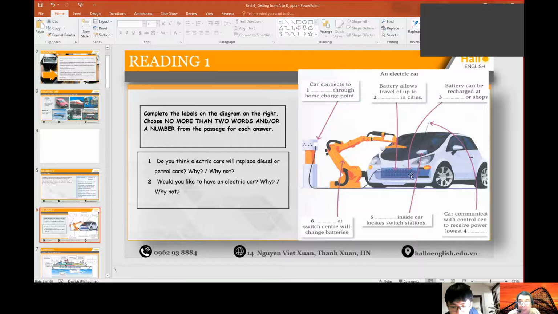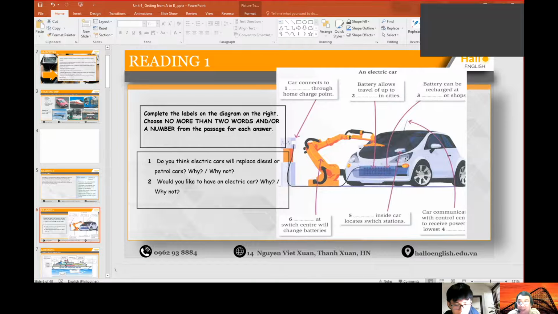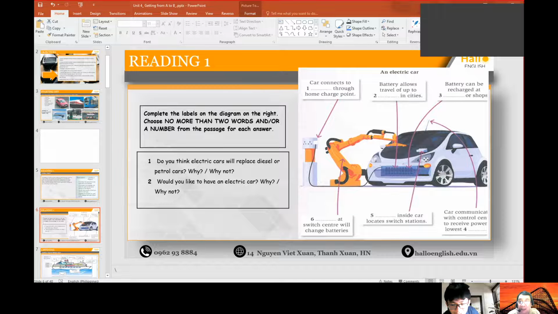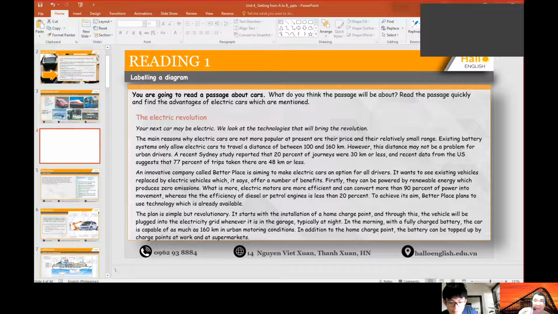Here, number four. Car communication with control center to receive power at lowest. So, car communication with control center. Okay, let's go back to the passage. Have you found it now? Car communication. I think 100 kilometers. Where is that?